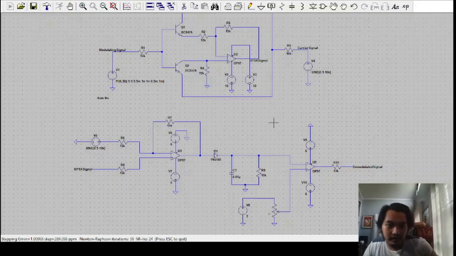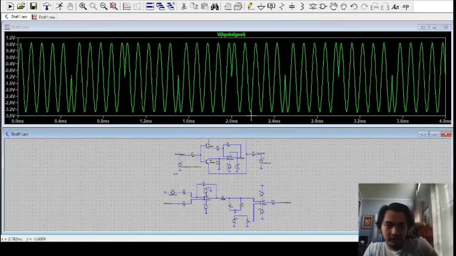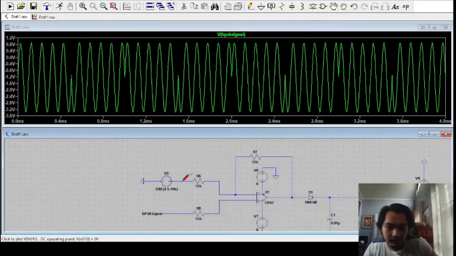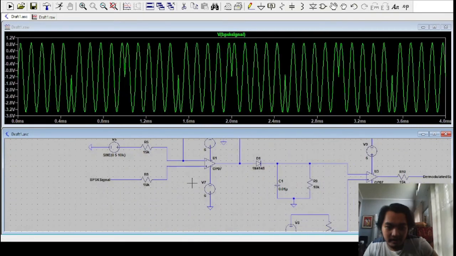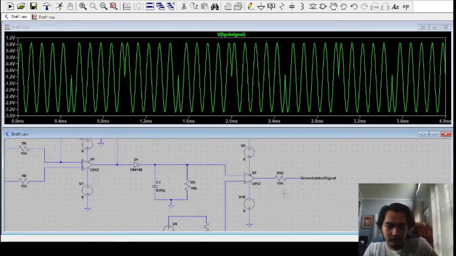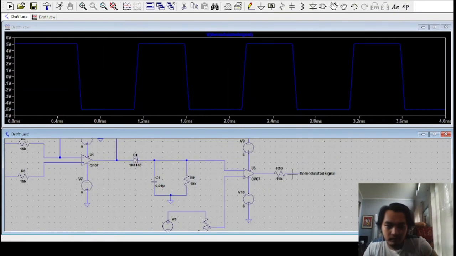So now simulating the circuit for the BPSK signal. We produced a BPSK signal, then fed it into the demodulator circuit. This is the modulating circuit, then this is the BPSK, and then for the output of the demodulated BPSK, we have the output.